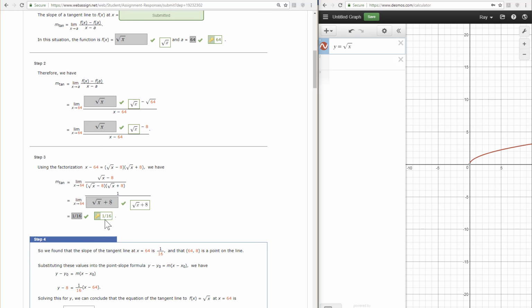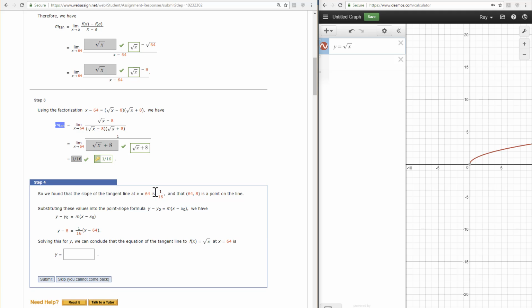All right, so this is the slope of your tangent line. So now that we found the slope and we have a point, we can use a lot of different formulas, but let's use the point slope formula over here. So we're going to put in the y value of the point, which is 8. We're going to put in our slope, which is 1/16, and we're going to put in the x value, which is 64.